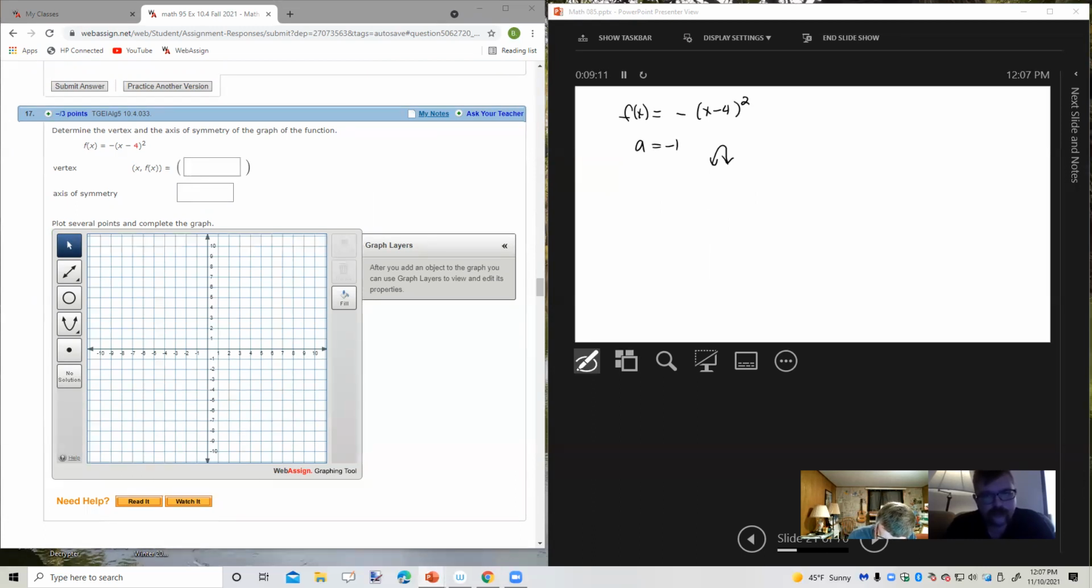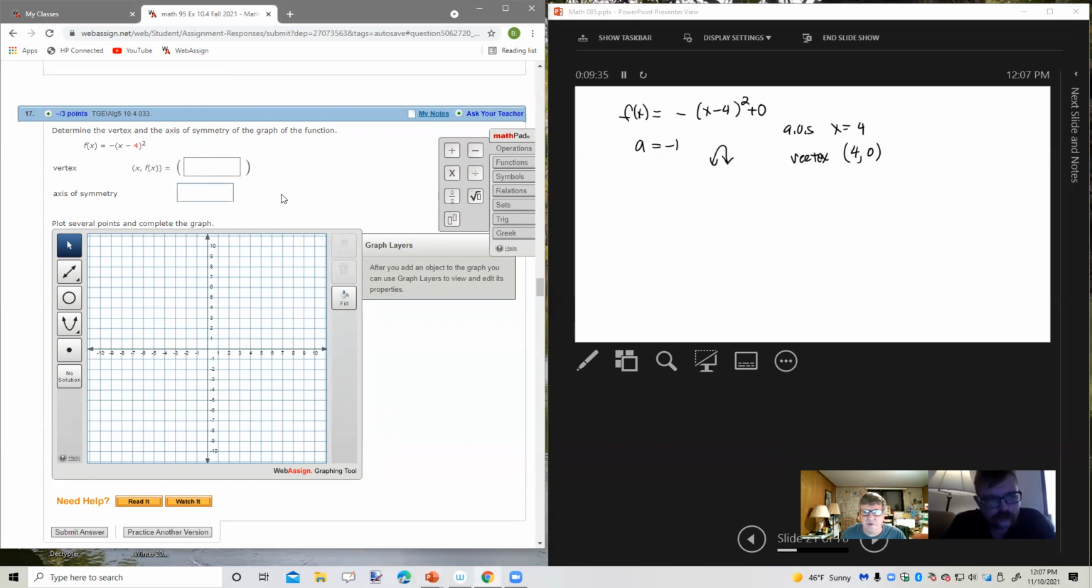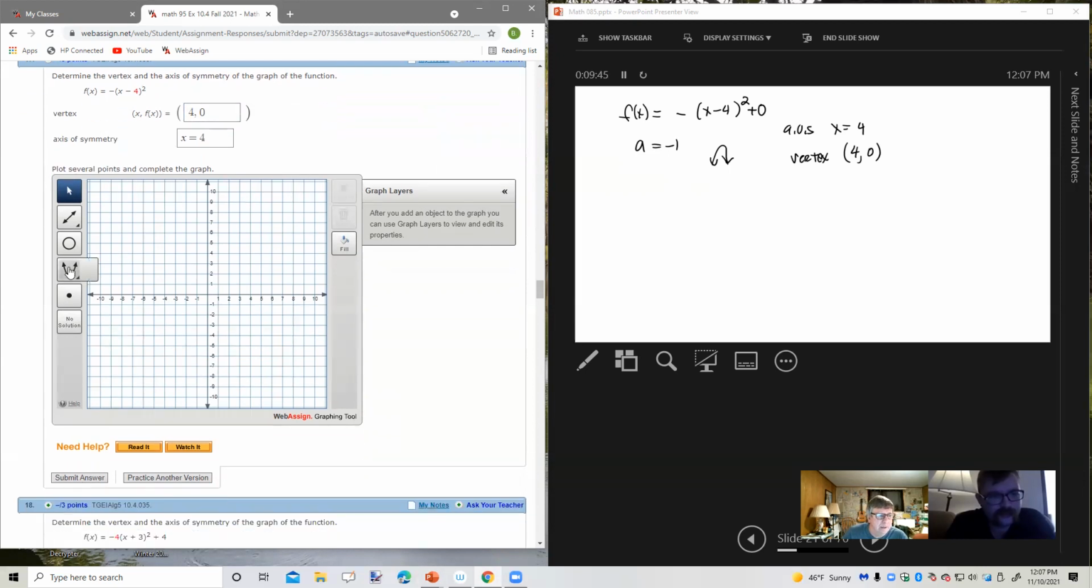Let's see, the axis of symmetry, x equals 4, vertex 4 comma, what's k? It's 0 because there's nothing out here. So it's like a plus 0. Okay. So the axis of symmetry is at x equals 4. The vertex is at 4 comma 0.